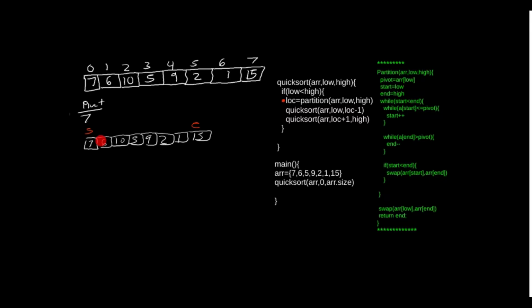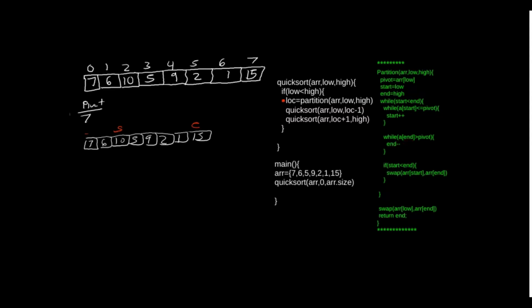All right. So we're going to quickly go through this coding walkthrough. And the pivot is 7 here. So is 7 less than or equal to 6? Yes, that is true. Is 7 less than or equal to 10? No, it's not. So we stop this while loop right over here. We move S to 10.